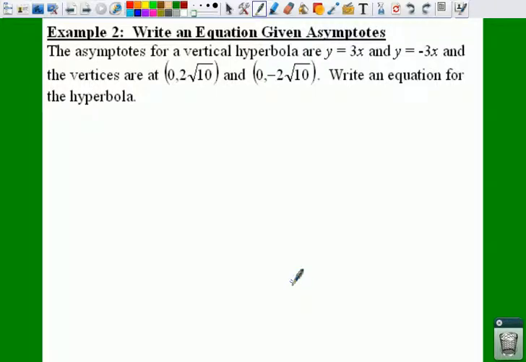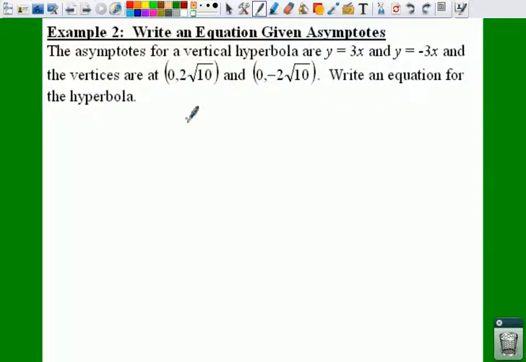Here for example 2, we're going to write an equation when we are given our asymptotes. This is traditionally the most difficult part of writing an equation, but I guess it's a good thing we're going to go over it here. Let's read through the problem.